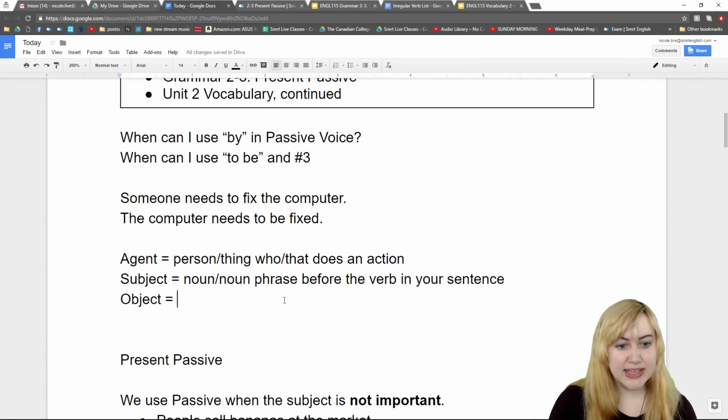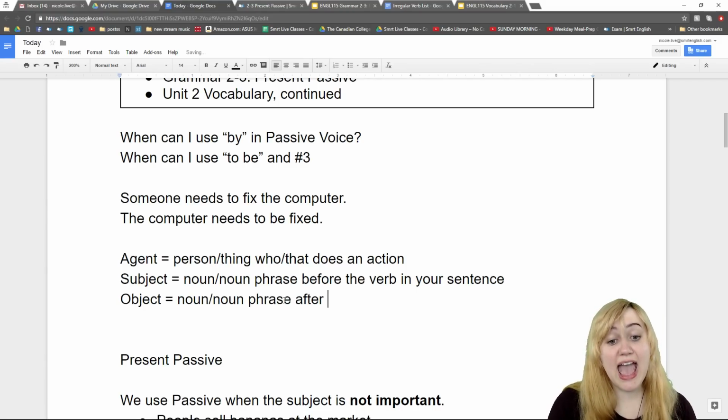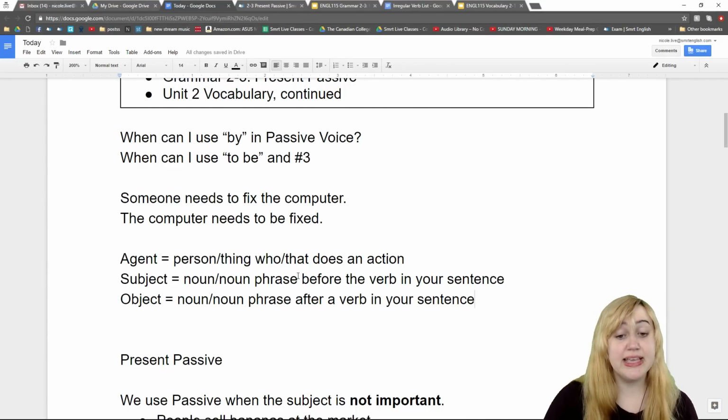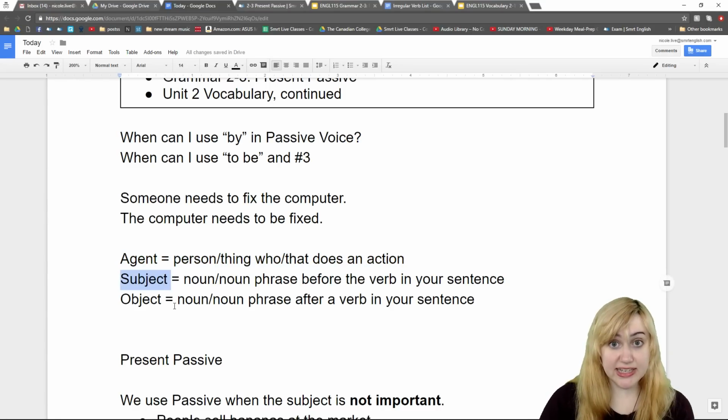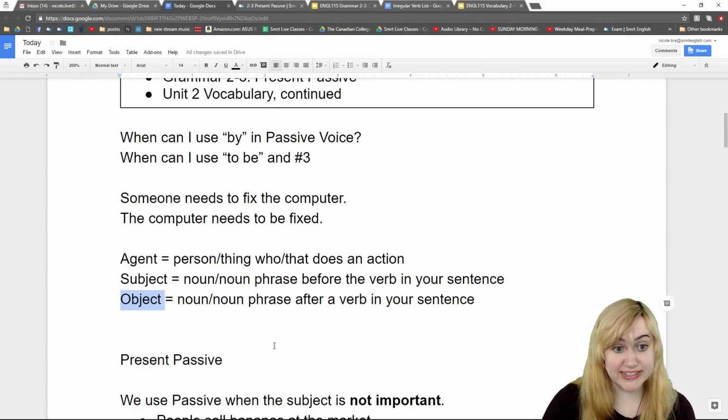Okay, so let me write this real quick. And then an object is a noun or a noun phrase after a verb or preposition. But here I'll just say verb in your sentence. Okay. So to answer your question, Ziad, an agent is a person or thing who or that does an action. The subject is the first noun in your sentence, and the object is the later noun in your sentence.